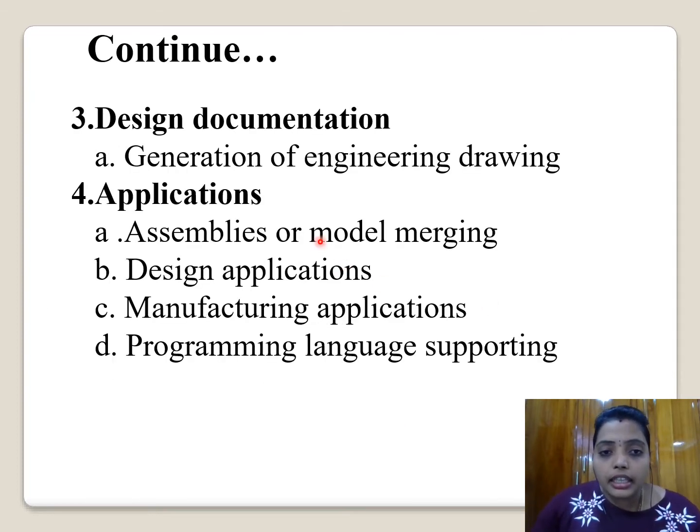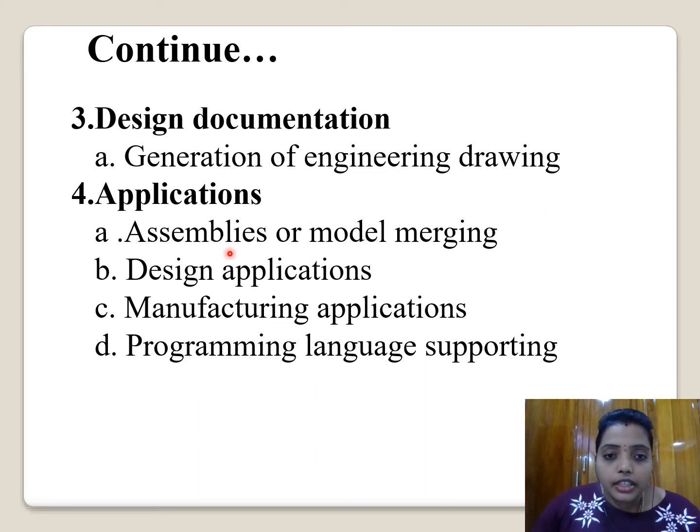After that, in CAD we have design documentation. We will draw the whole diagram in documentation form, and we will store that file in a folder. That is known as generation of engineering drawing. Engineering drawing means what? In first year you drew on paper only, but here by using the software we draw the whole diagram of the object in documentation form by using CAD software.